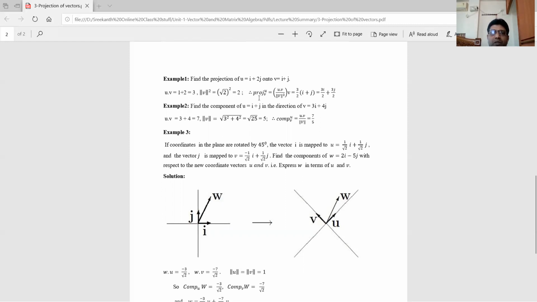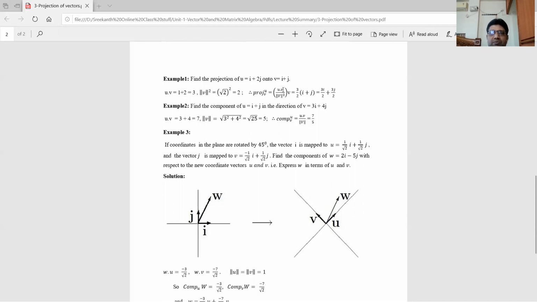This is the formula. So first I will calculate the dot product of U and V. If I multiply, I bar into I bar is 1, plus 2j bar into j bar is 2. So 1 plus 2 is 3. Next I am calculating the magnitude of the vector V. To calculate the magnitude of a vector, I have to take the square root of the sum of the component squares. The I component is 1, the j component coefficient is 1. So root of 1 square plus 1 square is root 2. I want the square of that magnitude, which is 2.